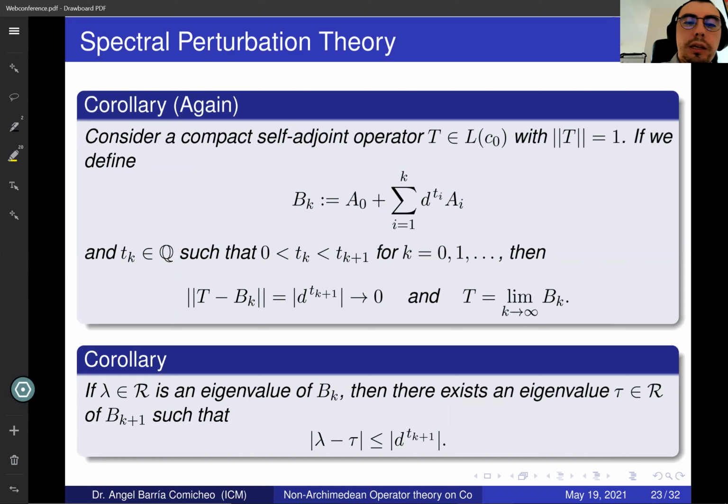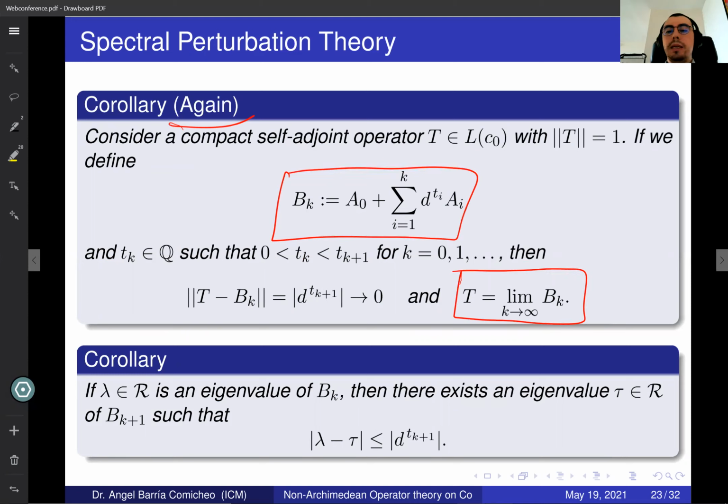So again, I just put this corollary here to remind you what the definition for BK is and what the relationship between BK and the operator T is, to give a nice context for the next corollary. If lambda is an eigenvalue for BK, then there exists another eigenvalue for BK plus 1 that is close to lambda, controlled by this term. Remember, BK plus 1 is BK plus a small perturbation of order tk plus 1, ak plus 1.